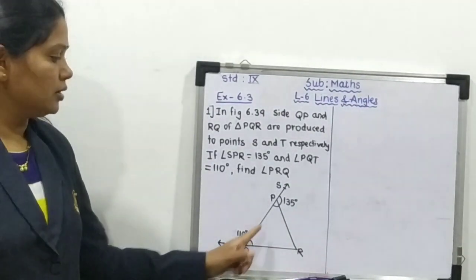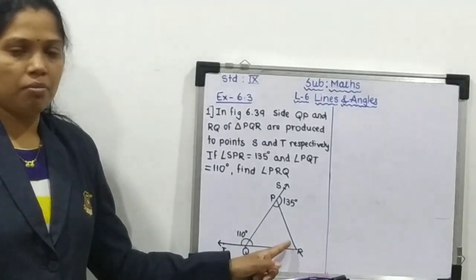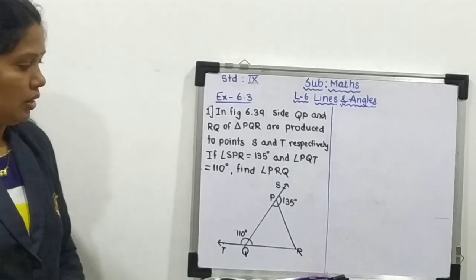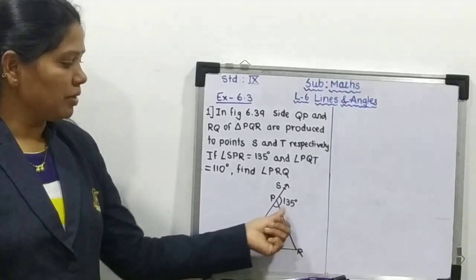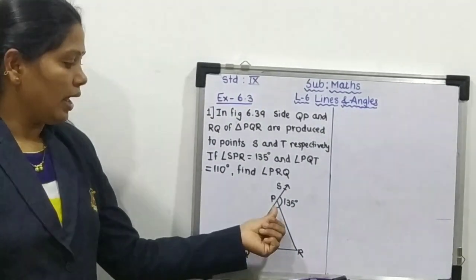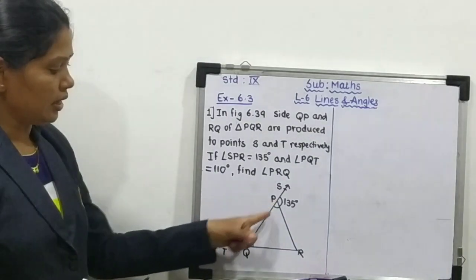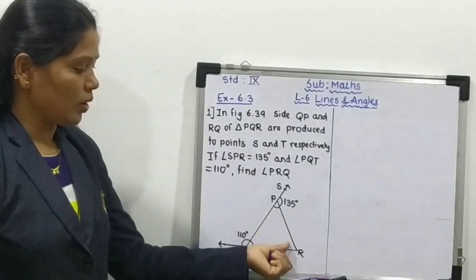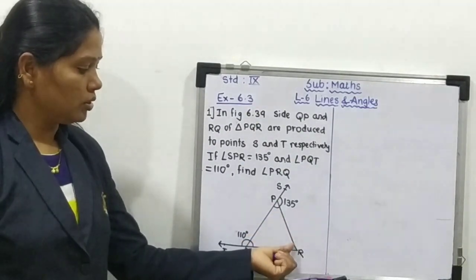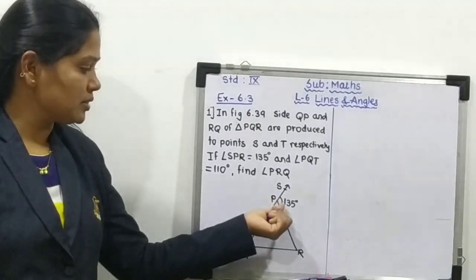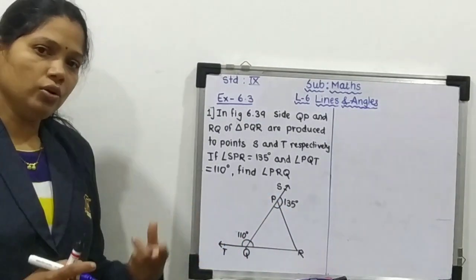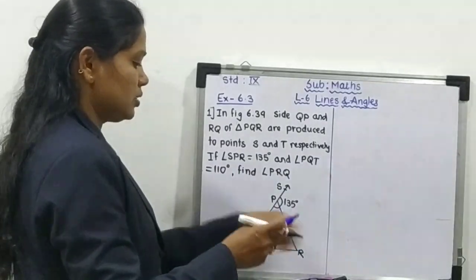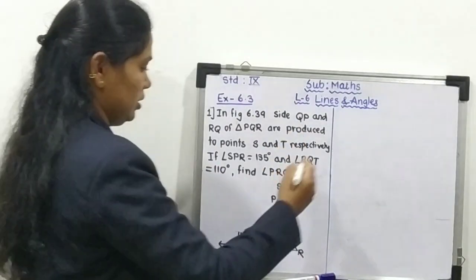How? By the angle sum property. Or another way: you can simply find this angle by linear pair angles, and then use the exterior angle property, that this angle equals the sum of these two angles. Out of that, this one is unknown, so we can find it by subtracting from 110. So in two ways you can solve this sum. I'll show you one way. I'll write the solution here.